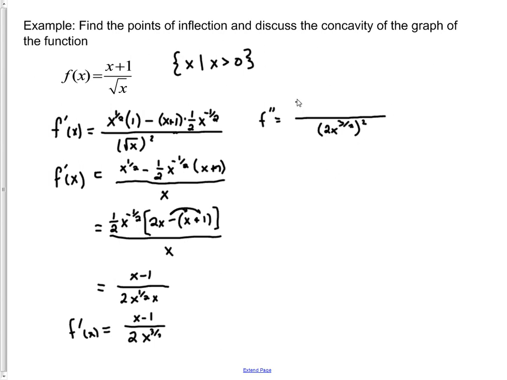We're going to be multiplying by 2x to the 3/2 times the derivative of our numerator, which is 1, minus our numerator, which is x minus 1, times the derivative of 2 times x to the 3/2, the derivative of which is going to be 3 times x to the 3/2 minus 1, that's 1/2 power. Interesting. Okay, so let's see how this might simplify, if we can do so at all.